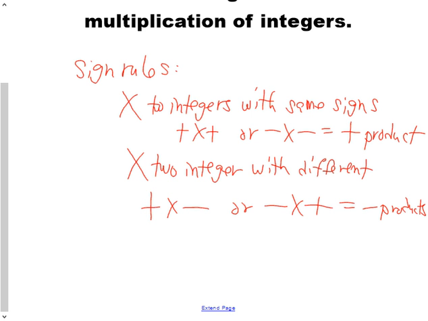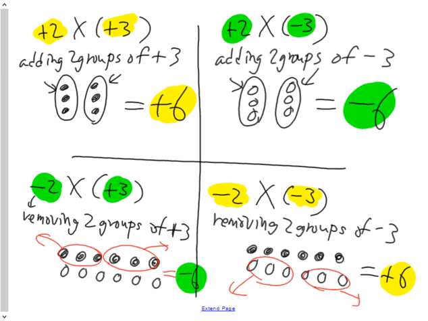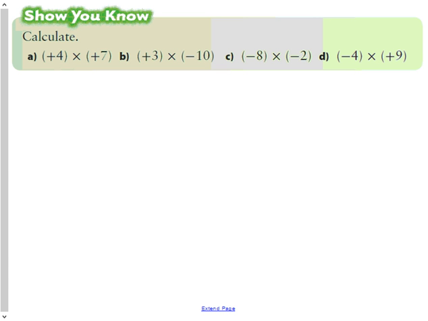So instead of always having to think about adding negativity or subtracting negativity, groups of this, groups of that, you can simply apply your sign rules. When you're multiplying a positive by a positive, you'll get a positive answer. When you multiply a negative by a negative, same signs, positive product. And of course, opposite signs, a negative times a positive will give you a negative value, and a positive times a negative will give you a negative value. Okay? Easy as that.